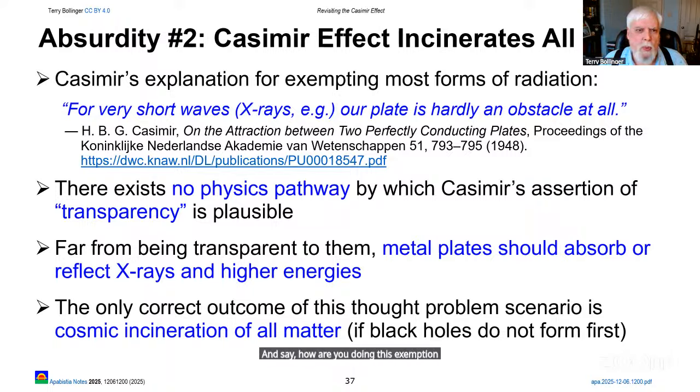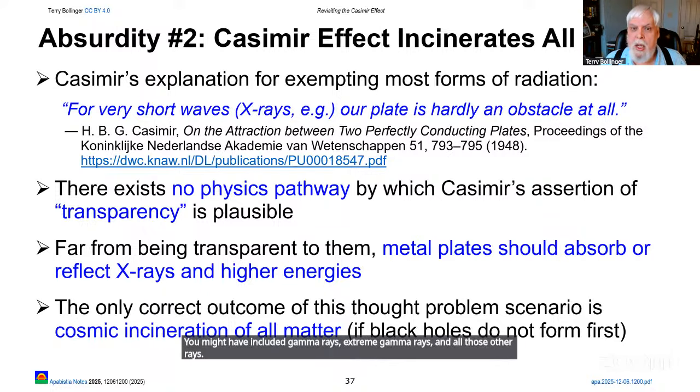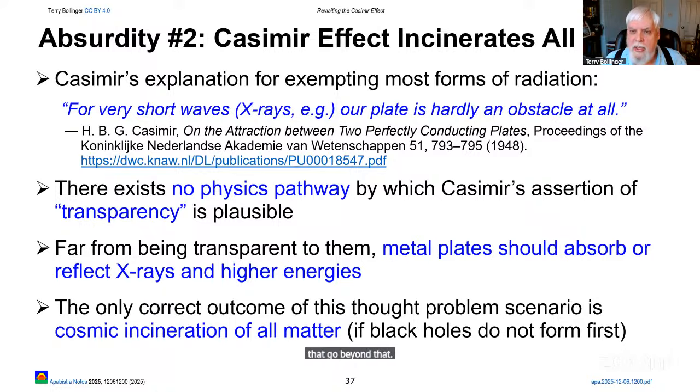And this was to me one of the funniest statements that I recall reading in a paper, because I just rolled my eyes and laughed. I said, "You've got to be kidding!" Because Casimir said an original thing for very short waves like X-rays, e.g., you might have included gamma rays, extreme gamma rays, and all those other rays that go beyond that. Our plate is hardly an obstacle at all.